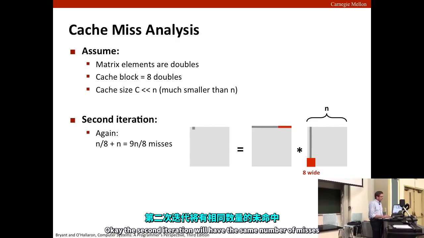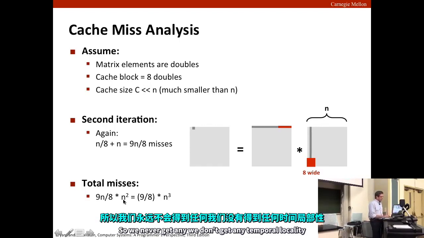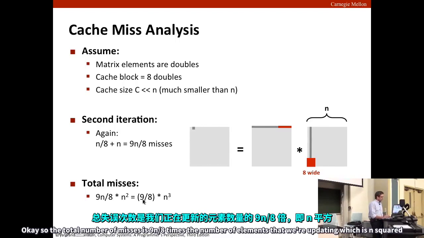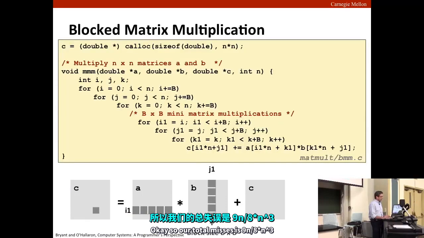Okay, the second iteration will have the same number of misses because of our assumptions about the size of this array. So these rows are way too big to fit in the cache, so we don't get any temporal locality. So the total number of misses is 9n over 8 times the number of elements that we're updating, which is n squared. Okay, so our total misses is 9 over 8 times n cubed.